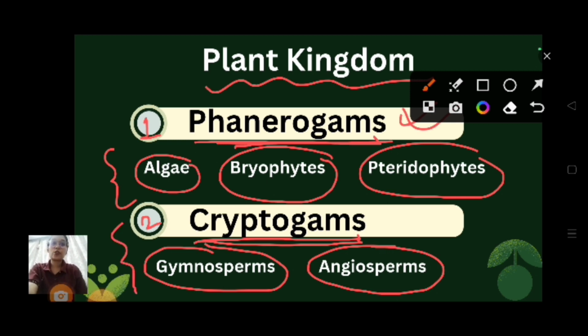Getting my points? The plant kingdom has been divided into two classes, called phanerogams and cryptogams. Algae, bryophytes and pteridophytes have been put under phanerogams, and gymnosperms and angiosperms have been put under cryptogams. One by one we'll see the details of algae, bryophytes, pteridophytes, gymnosperms and angiosperms in the subsequent videos. We'll go into details about all these.